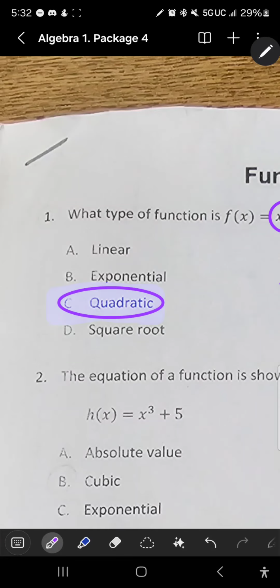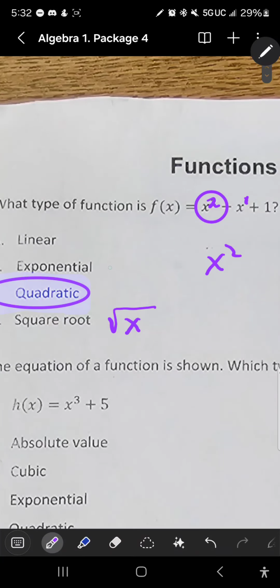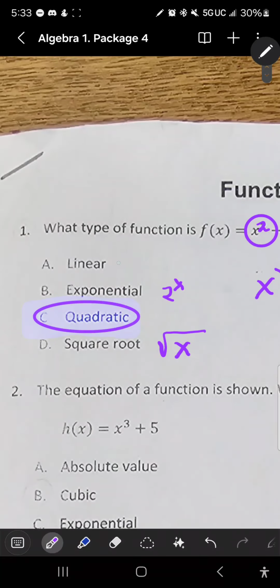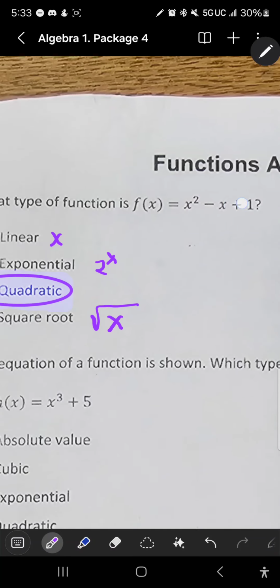Now, the square root will be a square root of x. The exponential will be any number, I would say a, or you can put any number like 2 to the x. So the exponent, the one that is over another thing, is the x, and that's not what we're looking for. And then the linear will be x to the 1 or simply x. In this case, we have it, but we need to look at the higher one. If we have one that is higher than that one, then that's not the answer.